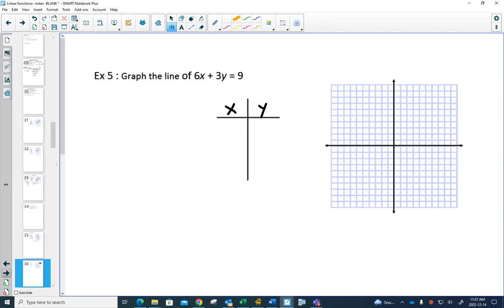Find the intercept. So plug in 0 for x. What would you get for y? 3. You get 0, 3. Tell me another point you could plug in. 1. Plug in 1. Does it work out nice? If I plug in 1 for x, I'm going to get 6 plus 3y equals 9. What would y have to be? 1. It does work out nice.